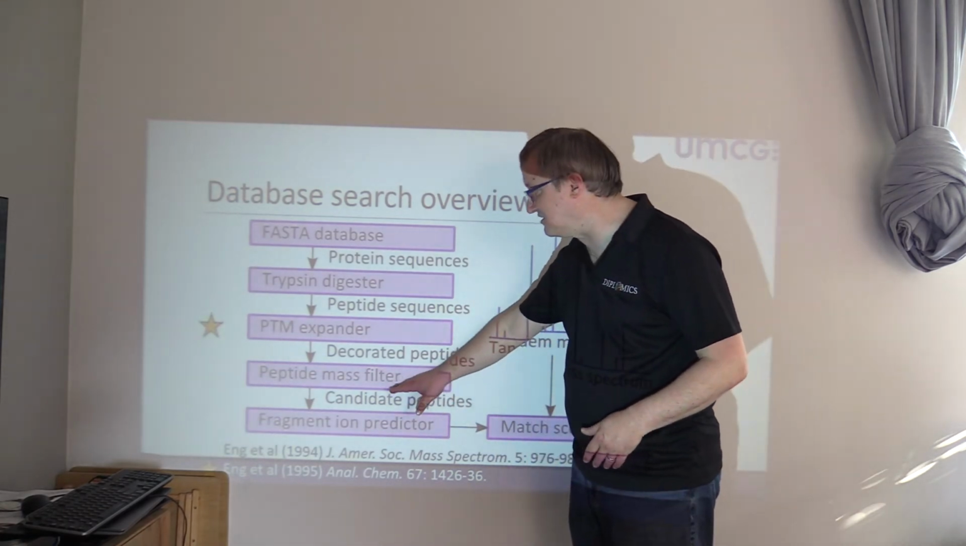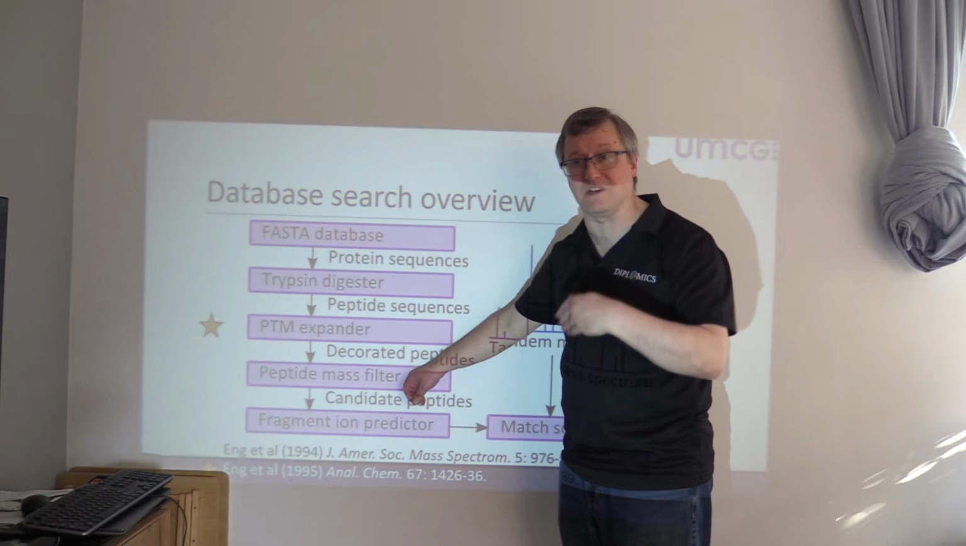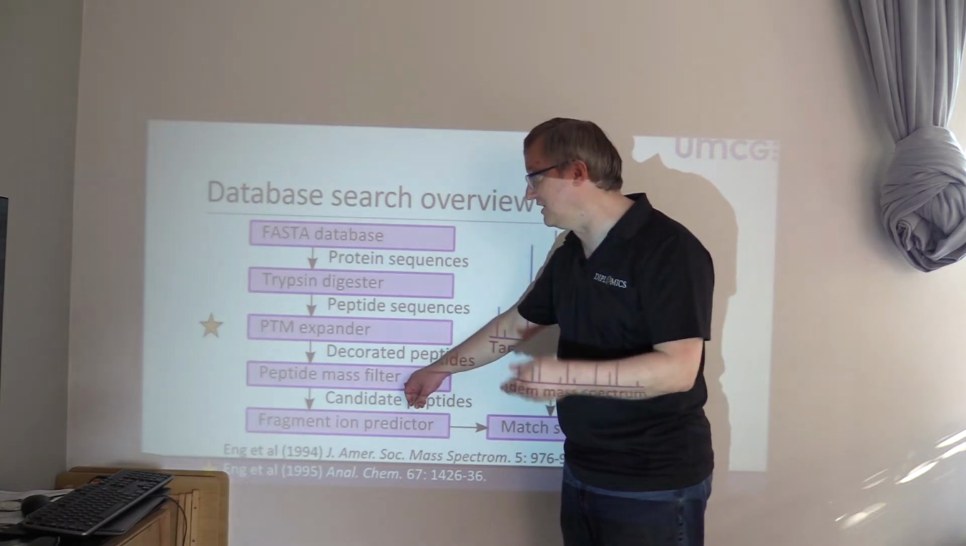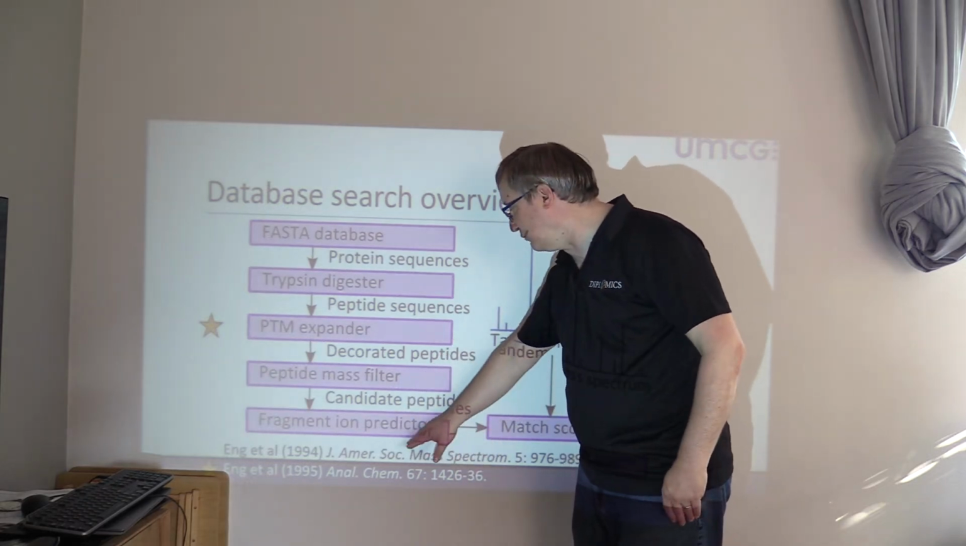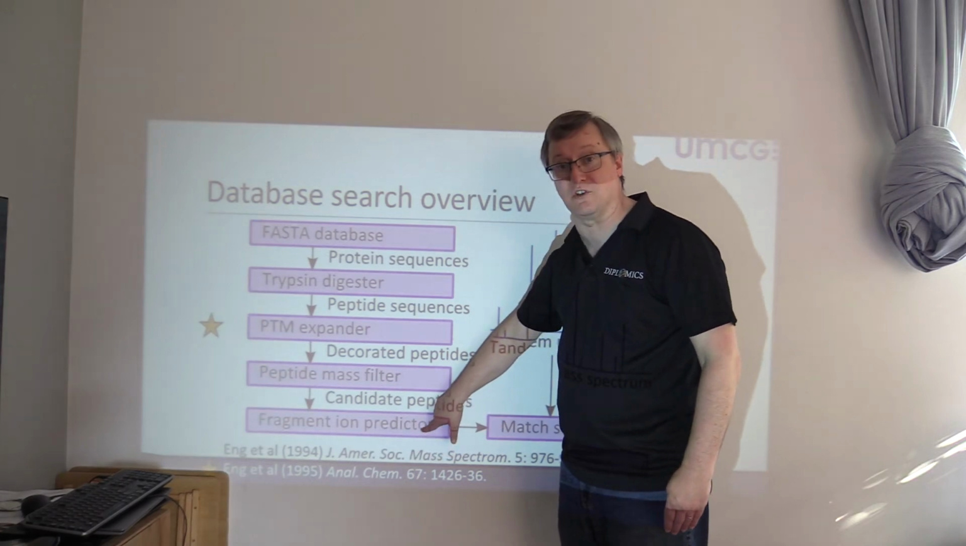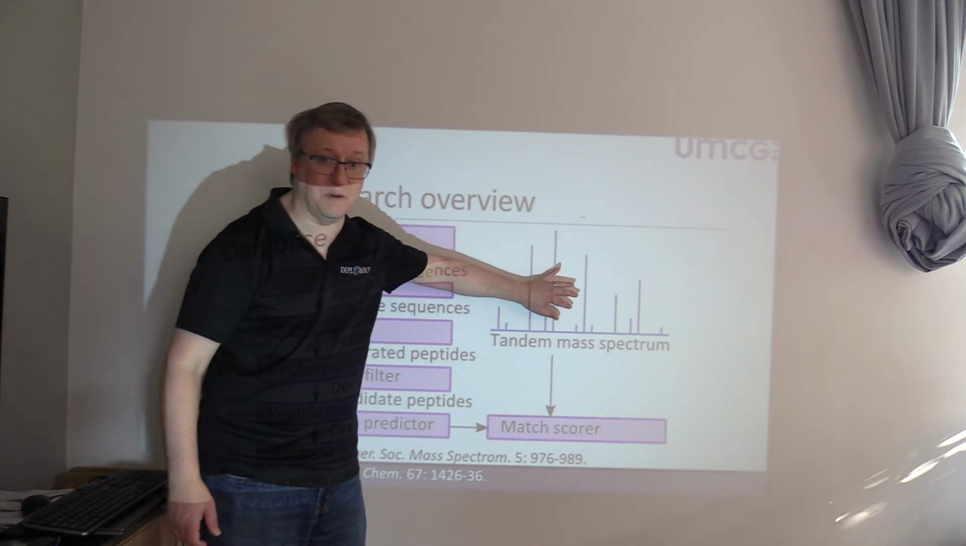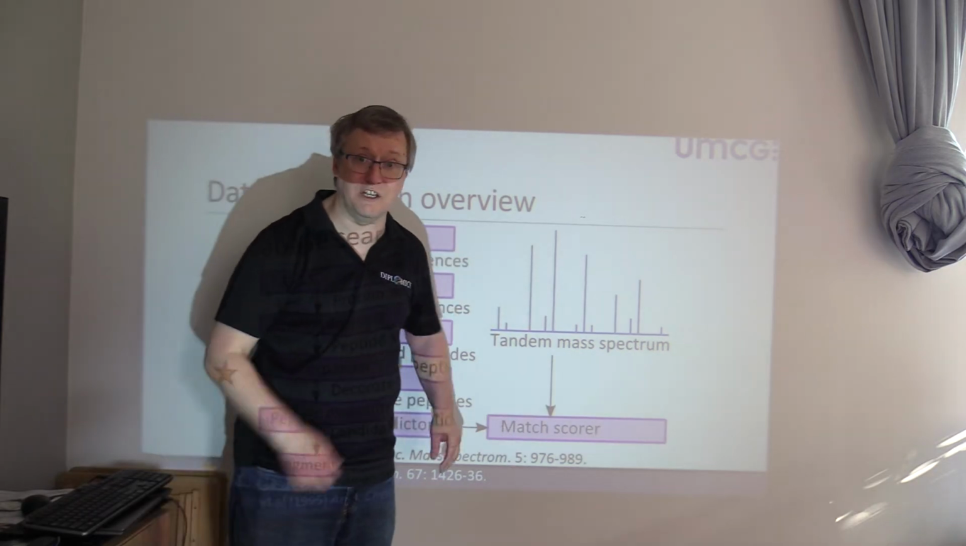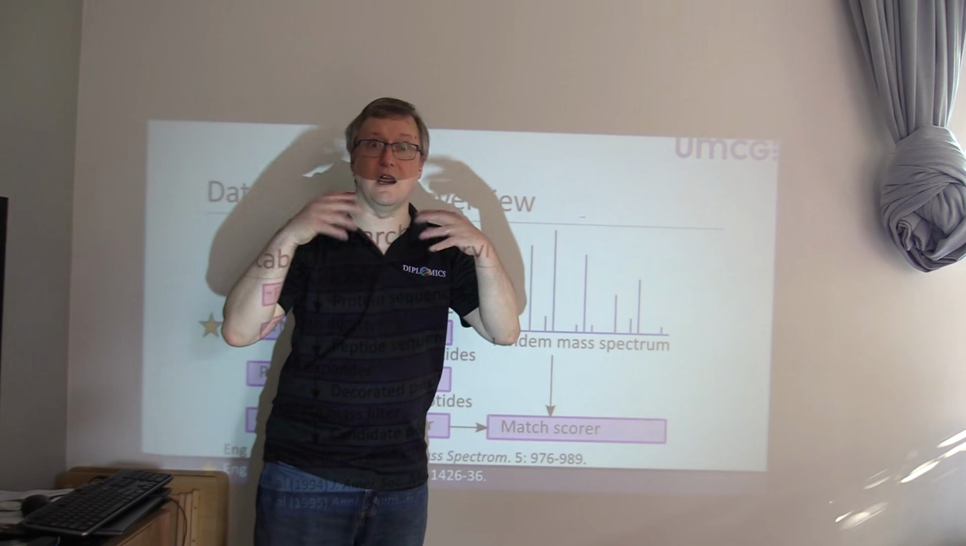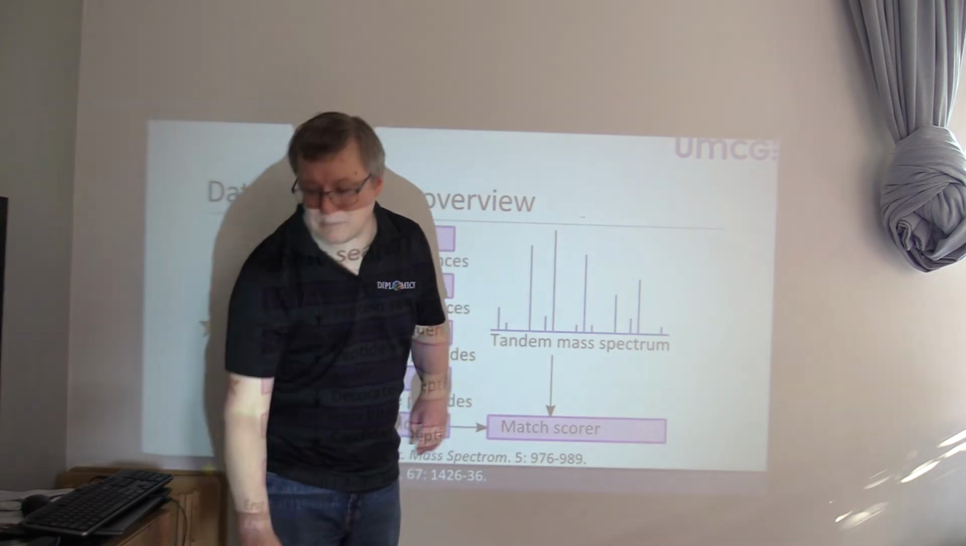The rest of this is to say we only need to compare those peptide sequences to each MSMS if they have an appropriate mass. We need to have some way of predicting which fragments should occur for a peptide, and then some way to compare the fragments we observed with those that are predicted for a particular peptide sequence.